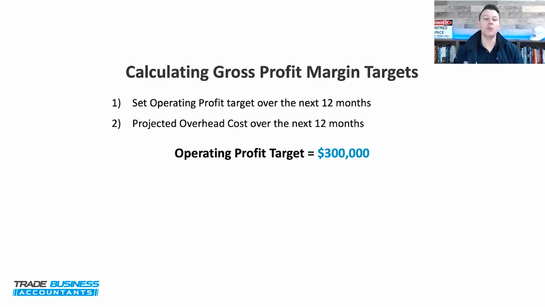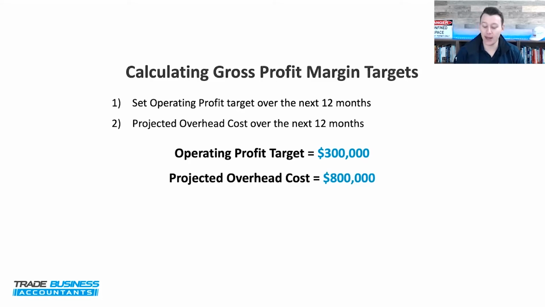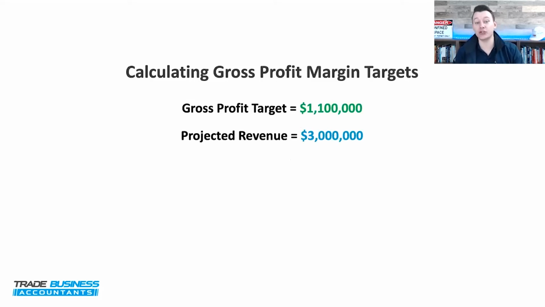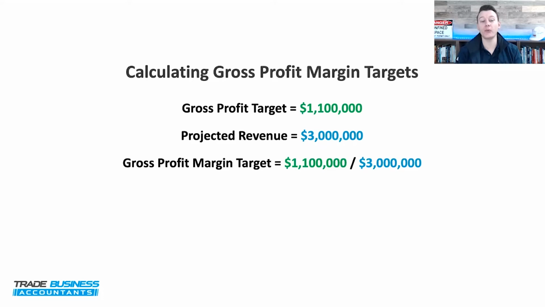So for example, you might want to earn $300,000 in operating profit. So 300 grand in pre-tax profit, and you might have $800,000 in overheads. This would then make your gross profit target $1.1 million. Then to get your percentage, you estimate that, hey, you're going to do $3 million in sales over the next 12 months. And then you divide your $1.1 million gross profit by your estimated $3 million in sales. And then this will give you a 37% gross profit margin target.